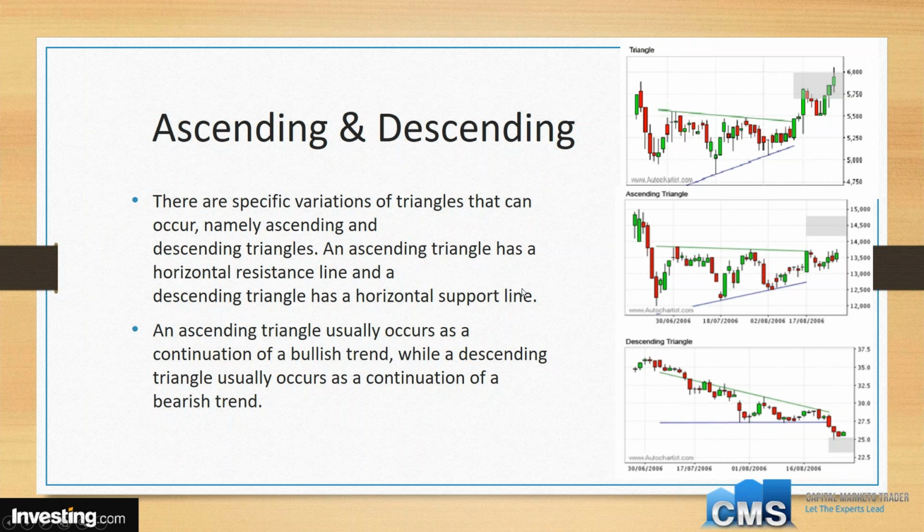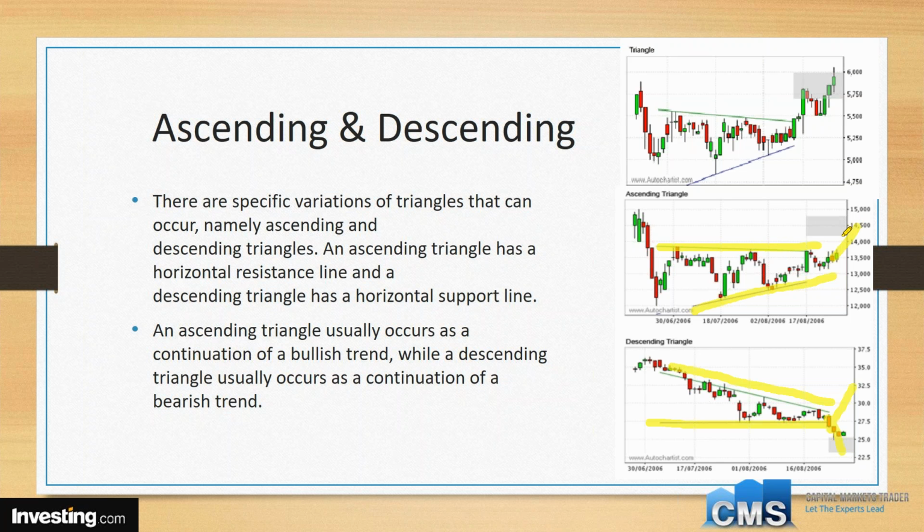Now, there are specific variations of triangles that can occur, namely ascending or descending. An ascending triangle has a horizontal resistance line, and a descending triangle has a horizontal support line. They're virtually just the opposite of each other. So here we see an ascending triangle, and here we see a descending triangle. Now, in a descending triangle, we're going to expect the price to break out downward, but it can break out upward. In an ascending triangle, we're expecting price to break out.